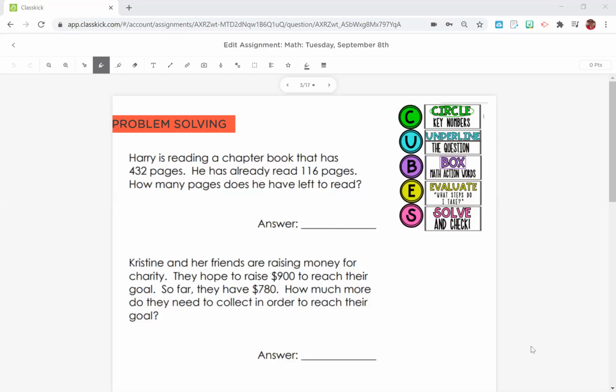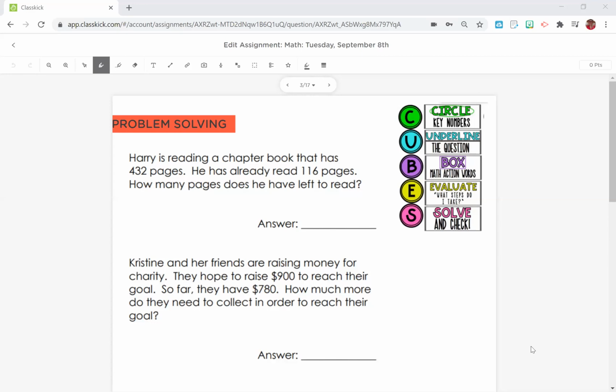Hello, third graders, and today in problem solving, we will be answering two problems using cubes once again. This time I am going to do just portions of cubes, and you will have to complete the rest. I'll walk you through it as we go. Let's start with the first question.